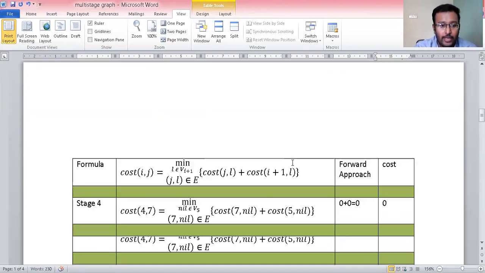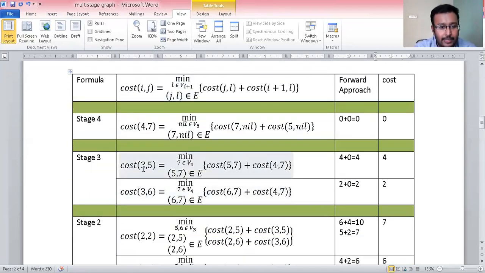Okay. Now moving on to stage 3. In stage 3, there are 2 vertices, that is 5 and 6. Now I have to check in stage i plus 1, that is, I am in stage 3. Now in the 4th stage, what vertices are available? So vertex 7 is available. Now I have to check from vertex 5, is there any edge to 7? Yes, there is an edge 5, 7. Similarly, from vertex 6, I have to check whether there is any edge to vertex 7. Yes, again there is an edge.